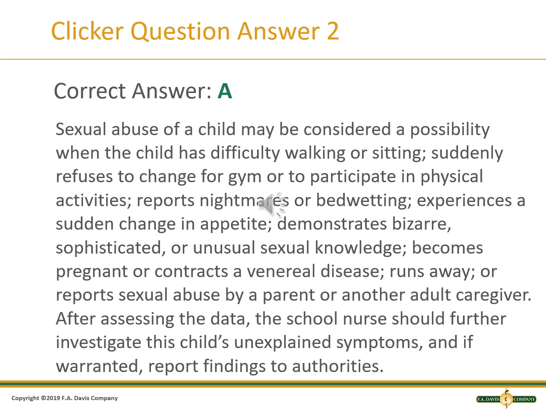And you are correct. The answer is A. Sexual abuse of a child may be considered a possibility when a child has difficulty walking, sitting, refuses to change for gym or to participate in activities, and reports nightmares, bedwetting, changes in appetite, or any type of bizarre, unusually sexual behavior.